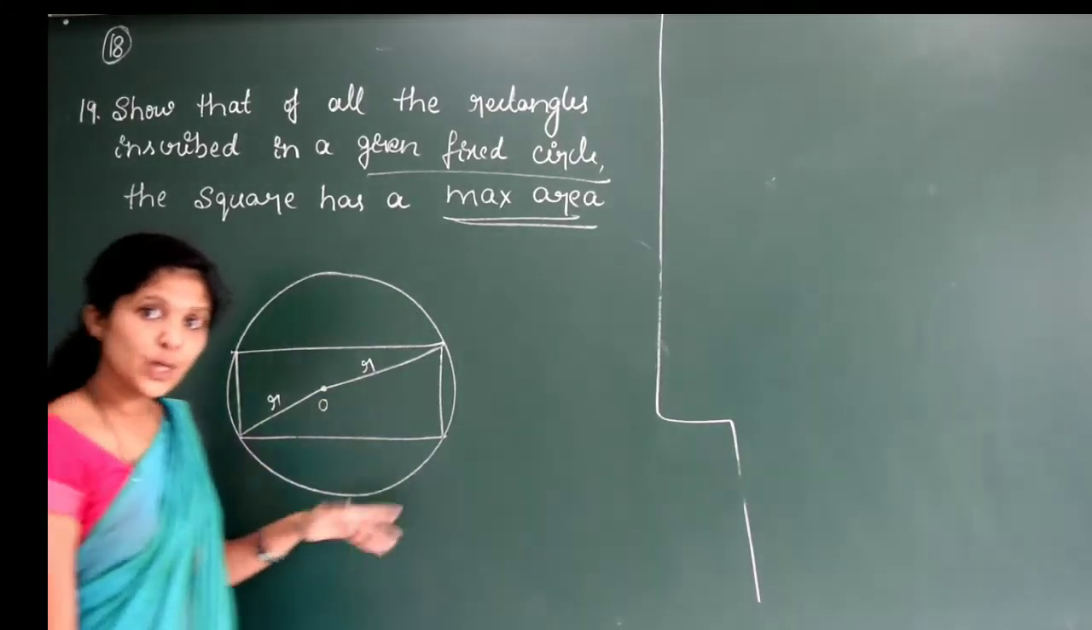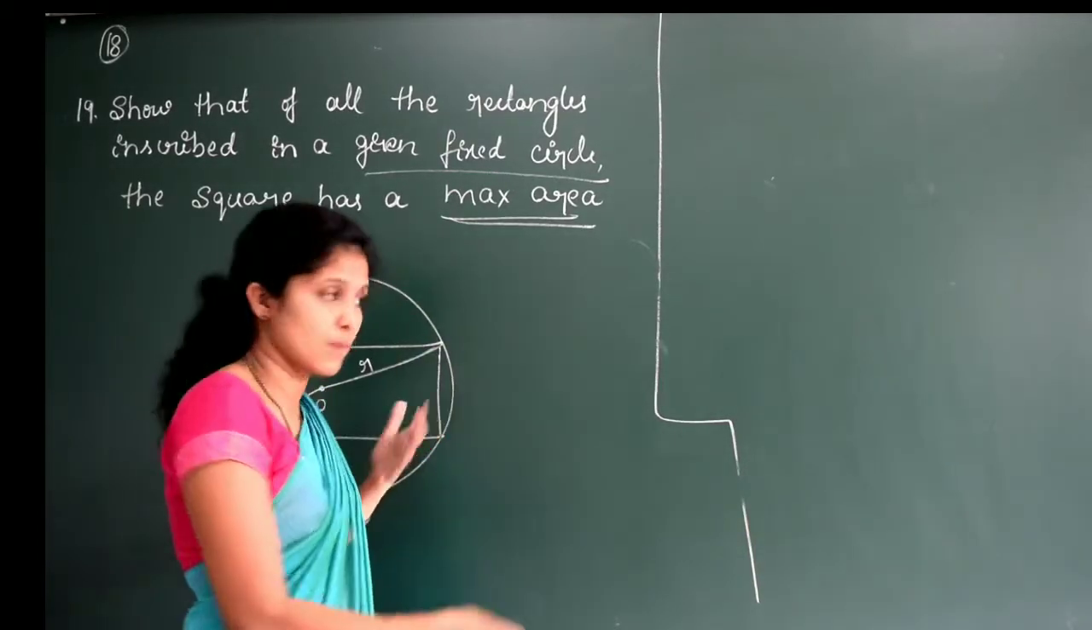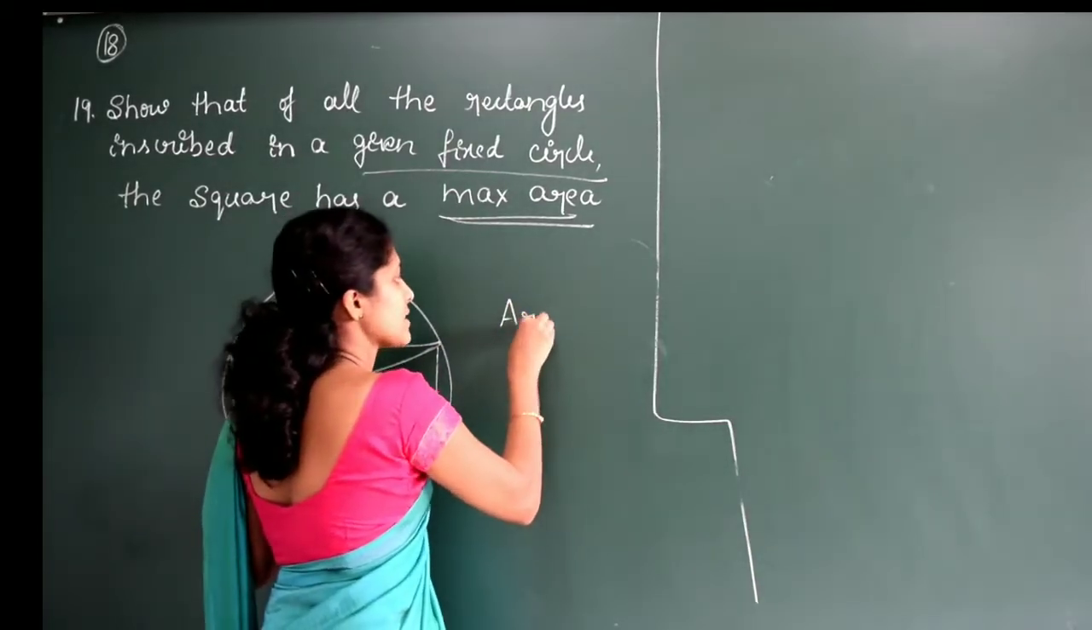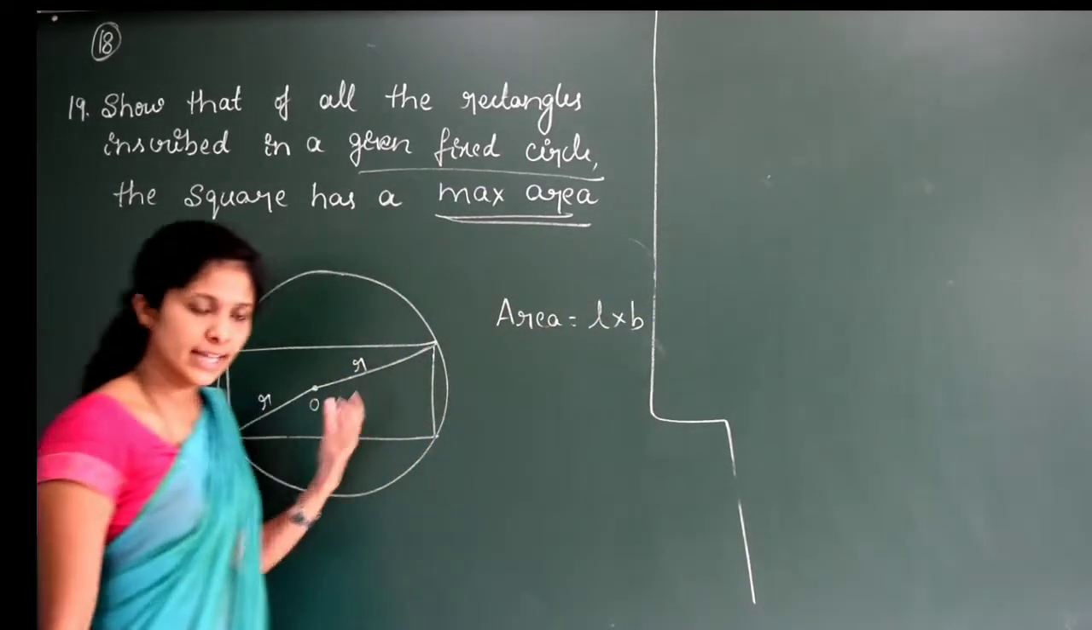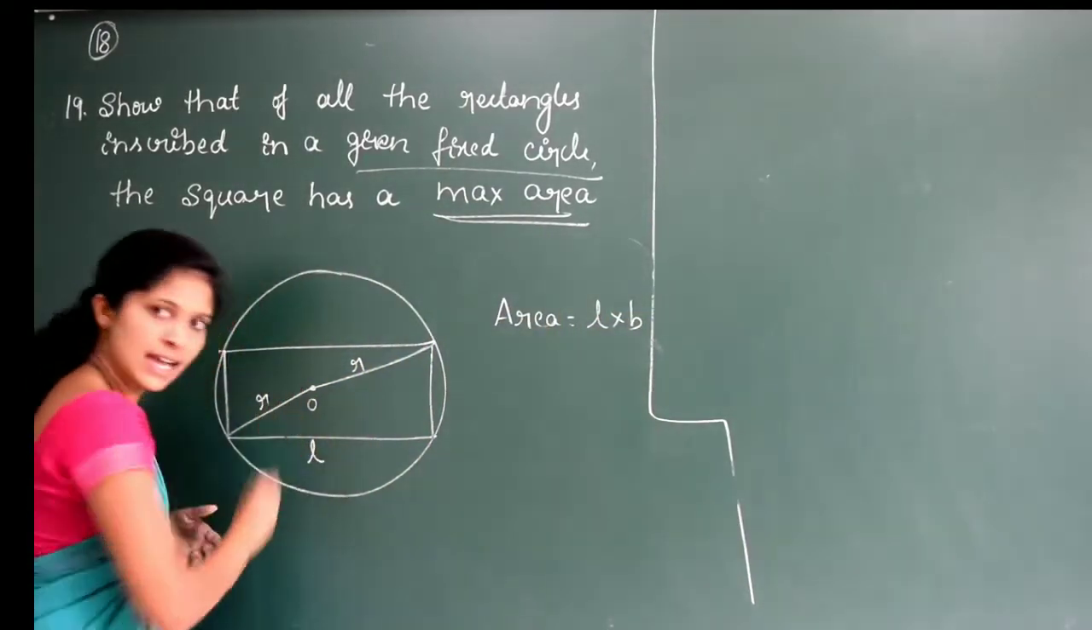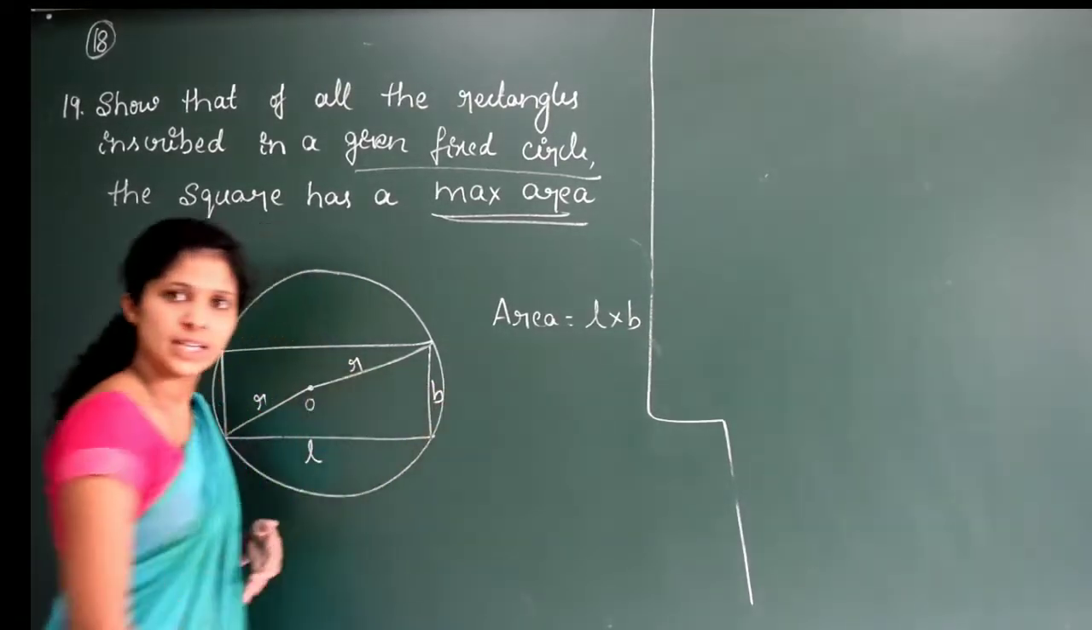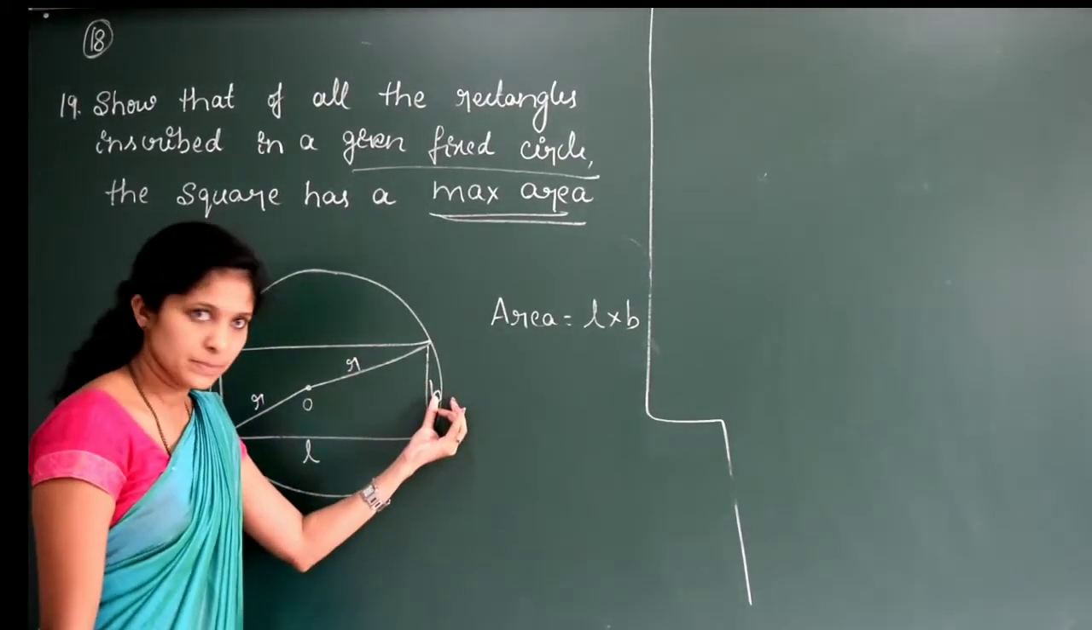Right? What you have to prove? The area of this one is maximum. So what is that area? Area is given by length into breadth. Right? So this is our area. So we will consider this as L and this as B. So clear, this is length and this is breadth.